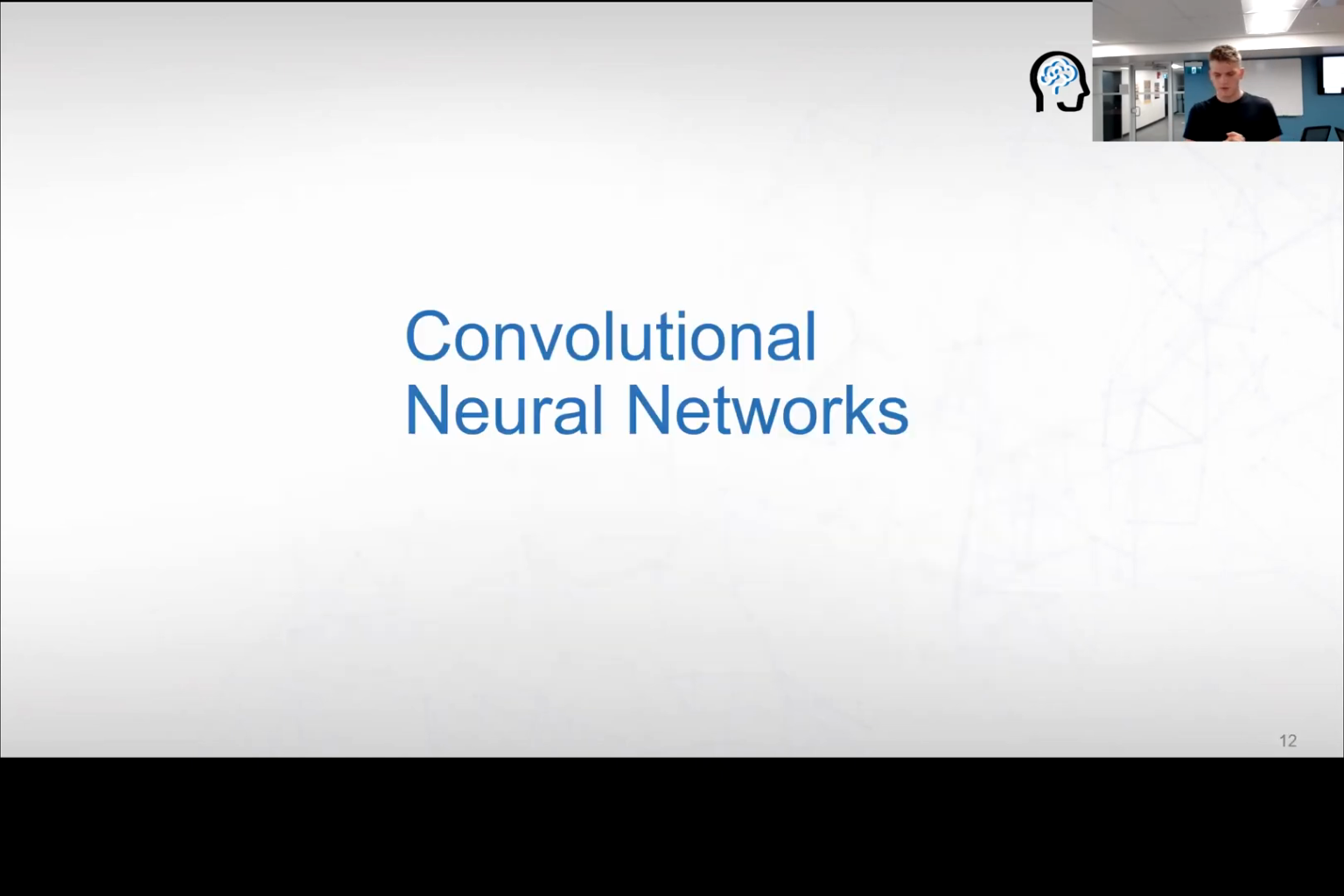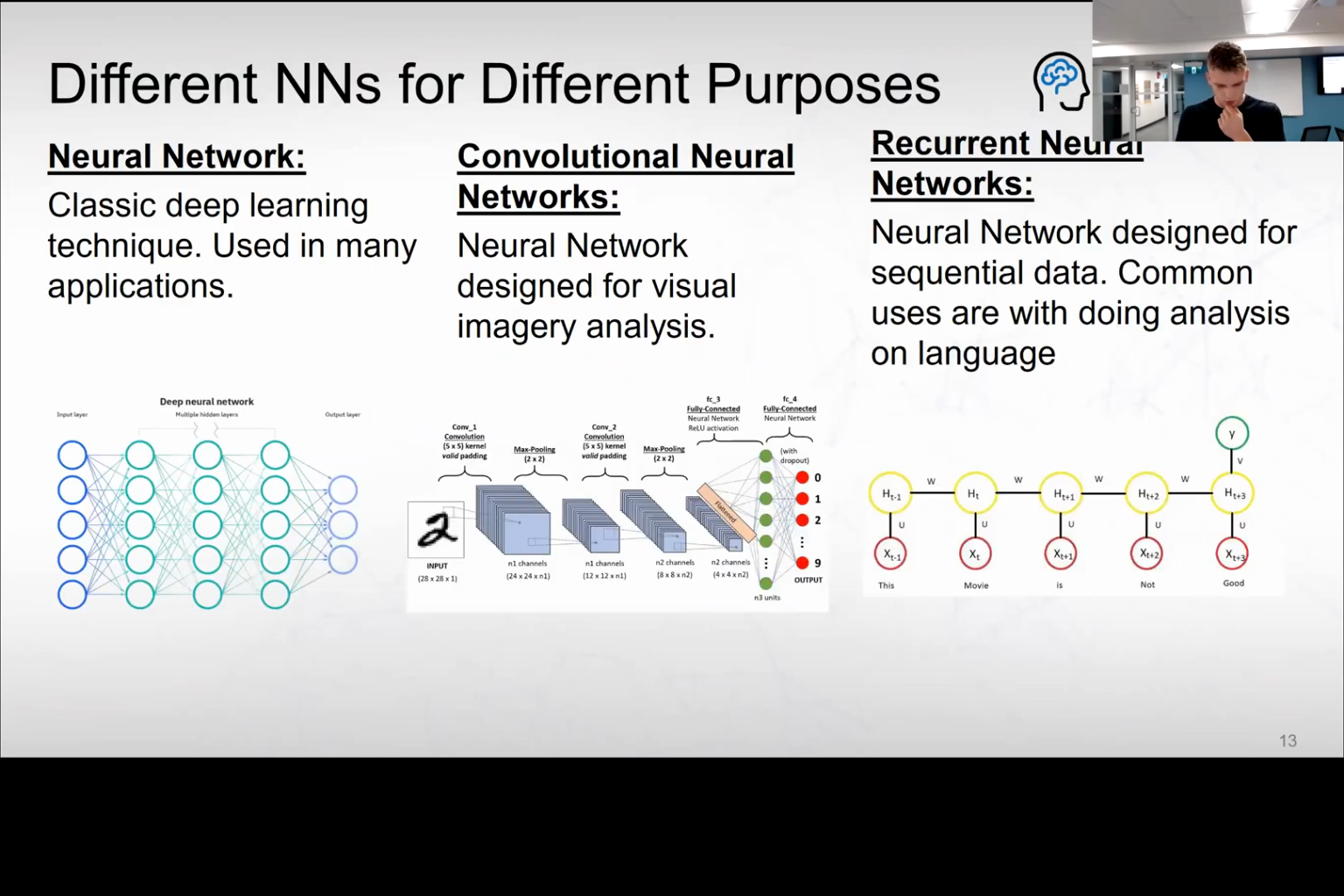Okay, so now we've gone over the data set. Let's get into convolutional neural networks. And this is a fun topic. I really liked learning convolutional neural networks when I first learned them. So I hope you do too. Okay, so remember, I showed you guys a graph. Different neural networks for different purposes. Number 1, what we've gone over, we've done the classic neural network. Classic deep learning technique used in many applications. We're going to be continuing using this in the future, but we've delved into that. We're moving now into convolutional neural networks. So they are neural networks designed for visual imagery analysis, and we're going to do some analysis of human images.